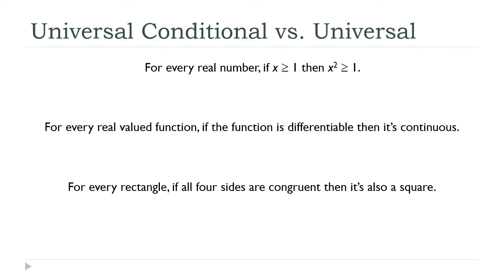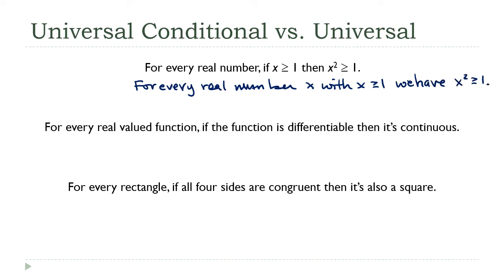Now, we can also go the other way around and rewrite a universal conditional statement as a pure universal statement. For example, the first statement here could be rewritten: for every real number x with x greater than or equal to 1, we have x squared greater than or equal to 1.